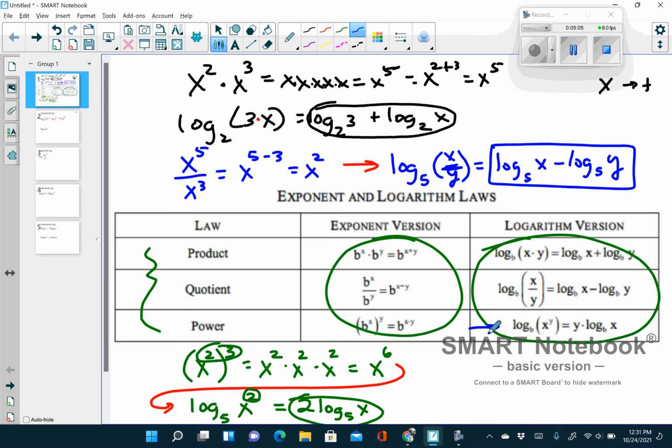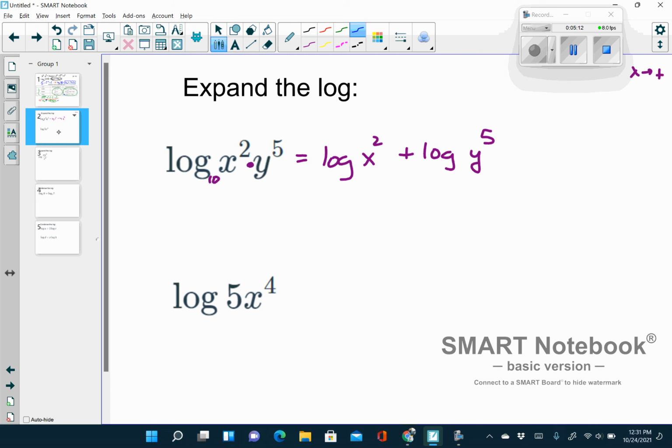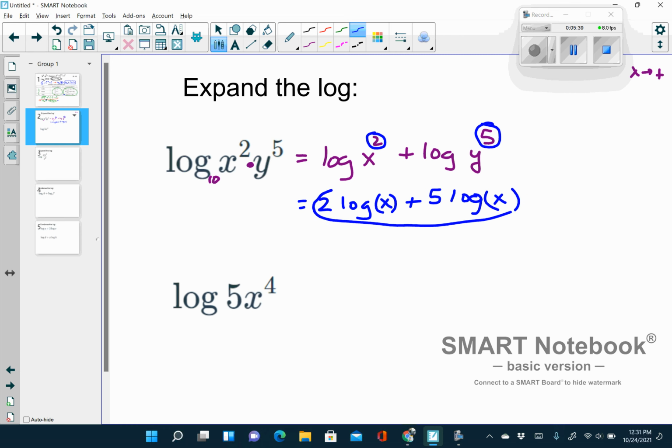This one right here. We learned that if you have an exponent, it can get kicked to the front. So let's go ahead and apply that to this problem, okay? Here we have an exponent, and this exponent is going to get kicked to the front. So this is the same thing as 2 log, again, there's an implied base of 10, x plus the 5 that's here gets kicked to the front as well. So 5 log x. So this right here is how you would expand the log.